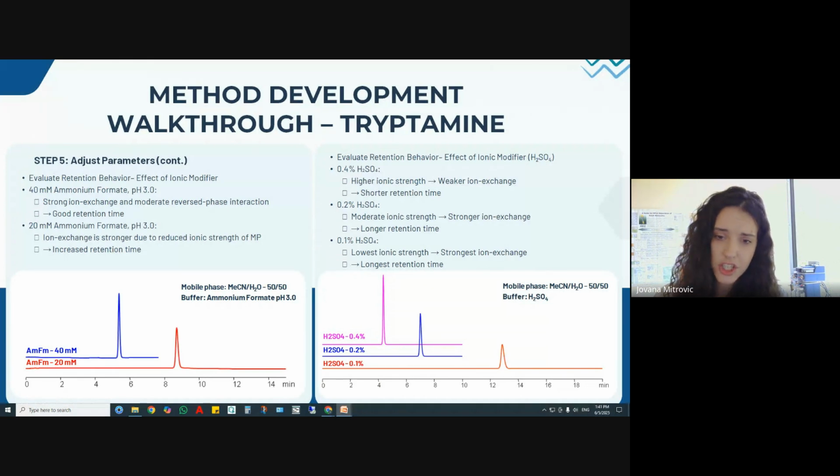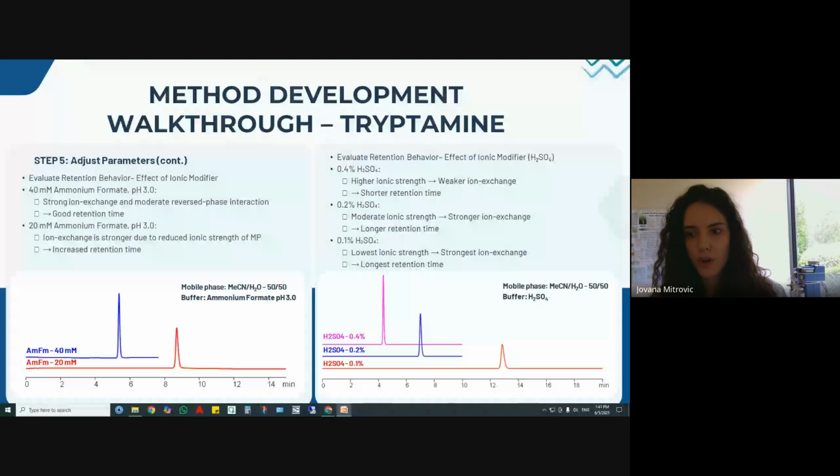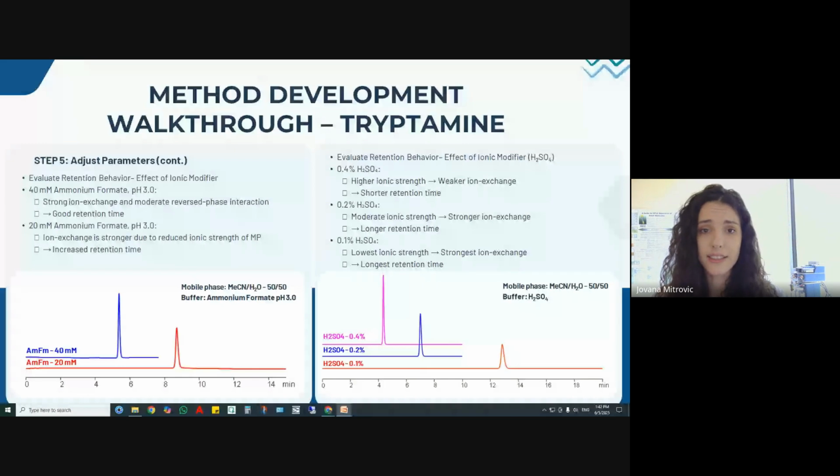Now, if we change ammonium formate for some other additive, such as sulfuric acid, we tried sulfuric acid as an alternative modifier in 3 different concentrations. 0.4%, which is high ionic strength because sulfuric acid is also a very strong acid, weakens interaction between the analyte and stationary phase and results in faster elution. Then by reducing to 0.2% sulfuric acid, which is moderate ionic strength, we increase retention. And if we reduce even more to 0.1%, which is lower ionic strength, we have strong ionic interaction between the analyte and stationary phase, which results in the longest retention time.